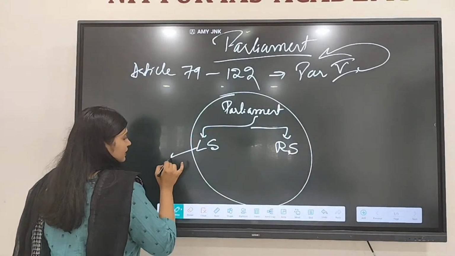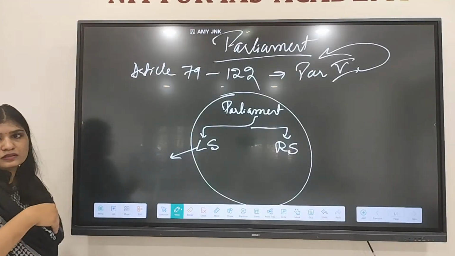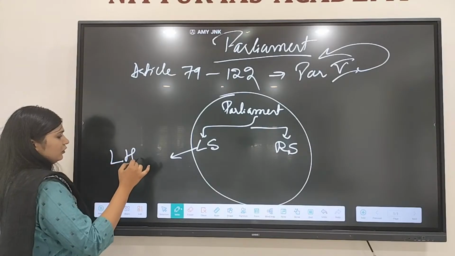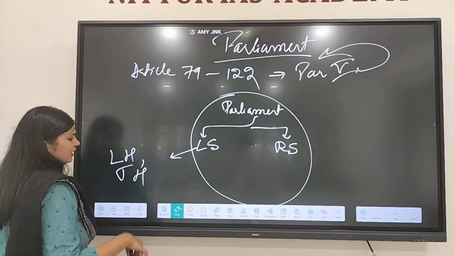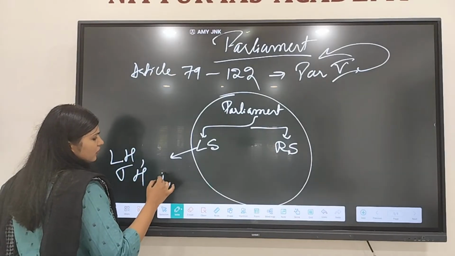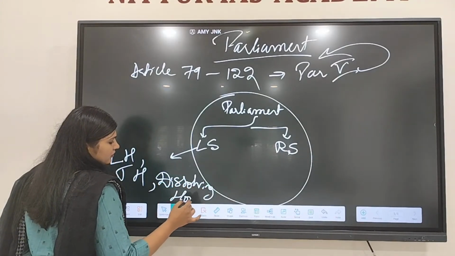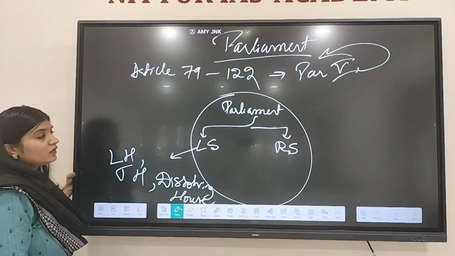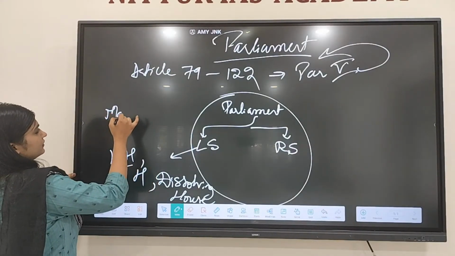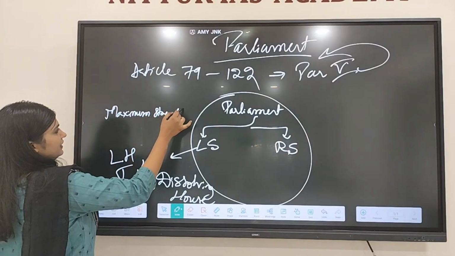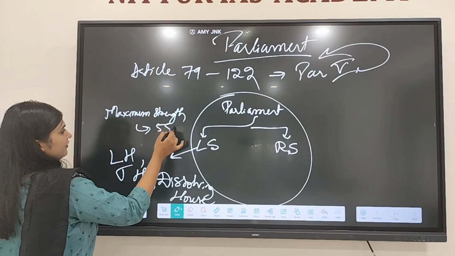Lok Sabha is called the lower house. Lok Sabha is also called the temporary house. Lok Sabha is also called the dissolving house. What is the maximum strength? Maximum strength of Lok Sabha is 550.